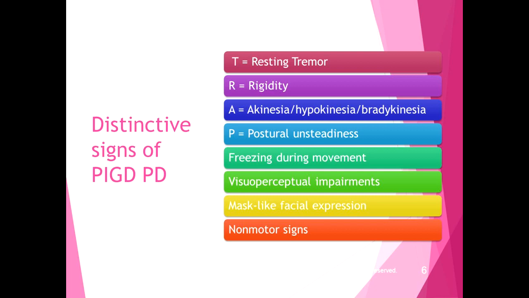So akinesia and bradykinesia can include freezing during movement or freezing of gait. They'll call it FOG, F-O-G, freezing of gait. Visual perceptual impairments, because there's actually a sensory motor disconnect in Parkinson's. The mask-like facial expression, and then lots of non-motor signs, because we know that the basal ganglia are responsible for a lot of non-motor effects.